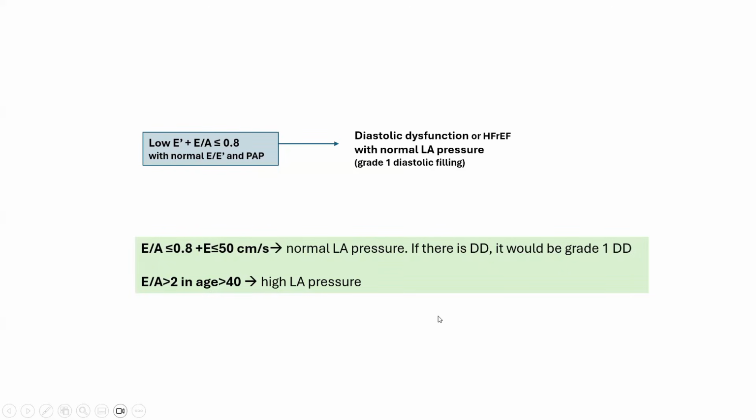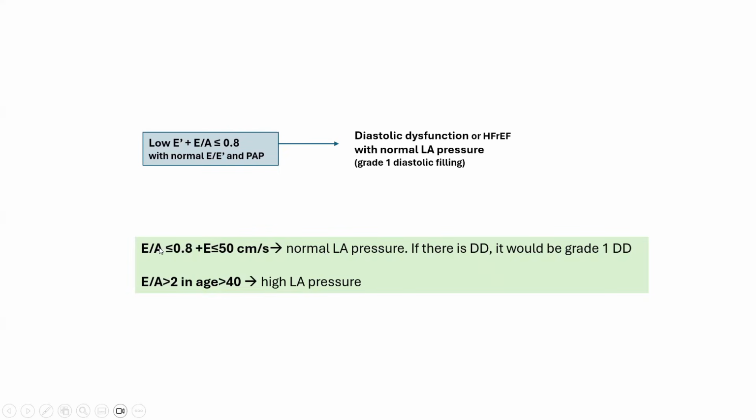And to my summarized 2025 ASE algorithm, I would like to add a couple of ideas that are derived mostly from the older guidelines, but I find those very valuable. Whenever you have on the mitral inflow an E to A ratio that is reversed, less than 0.8, along with an E velocity that is an absolute value less than 50 centimeters per second, this implies normal left atrial pressure. Whether you have diastolic dysfunction or systolic dysfunction or you don't, you have normal LA pressure.